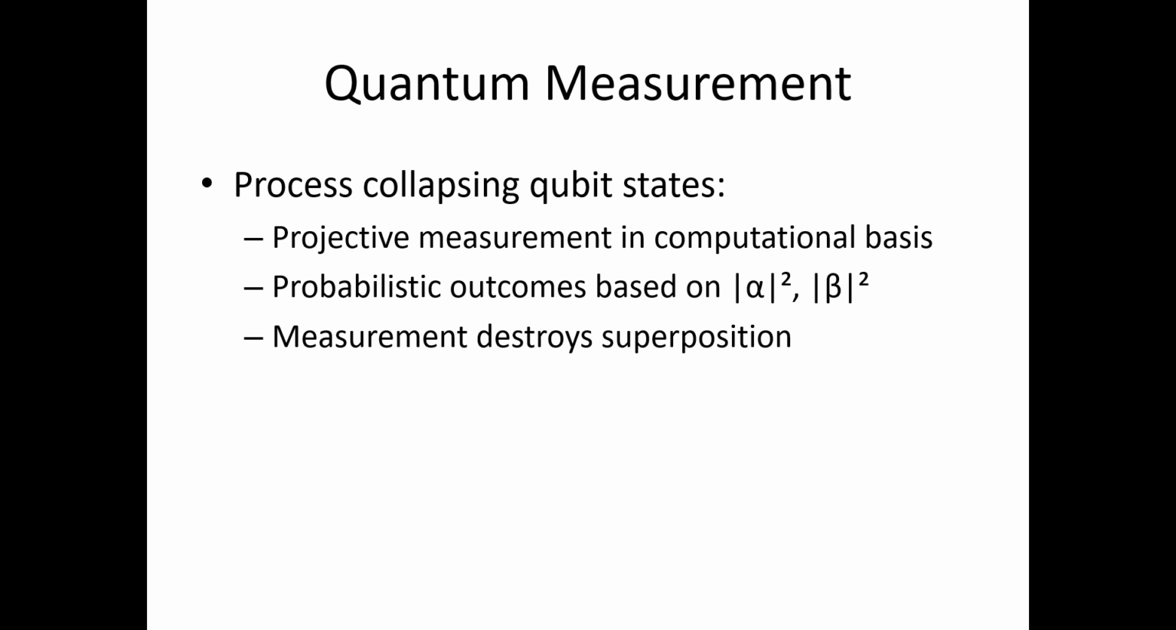After a quantum computation, we need to extract information. This is done by quantum measurement. Typically, this is a projective measurement in the computational basis, the 0 or 1 basis. The outcome is probabilistic, based on the squared magnitudes of the amplitudes alpha and beta we saw earlier. A crucial aspect is that measurement collapses the qubit state, destroying its superposition and yielding a definite classical bit, either 0 or 1.